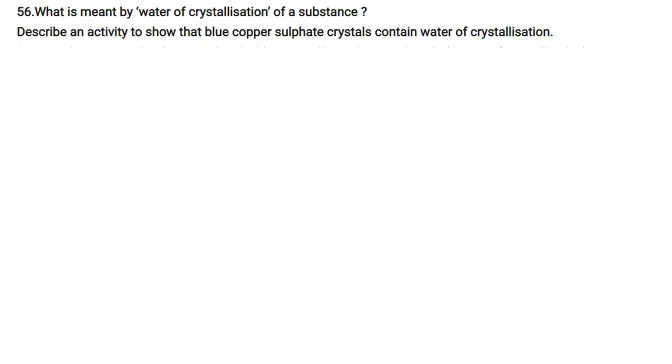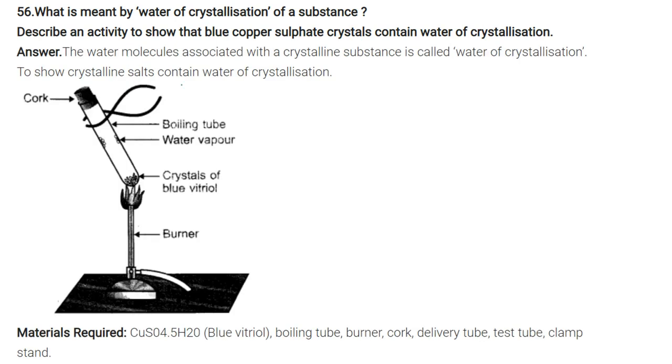What is meant by water of crystallization of a substance? Describe an activity to show the blue copper sulfate crystal contains water of crystallization. So the water molecules associated with a crystalline substance are known as the water of crystallization. We want to show the crystalline salt contains water of crystallization. So this is the setup. The material required is blue vitriol CuSO4.5H2O, boiling tube, burner, cork, delivery tube, test tube and clamp stand.